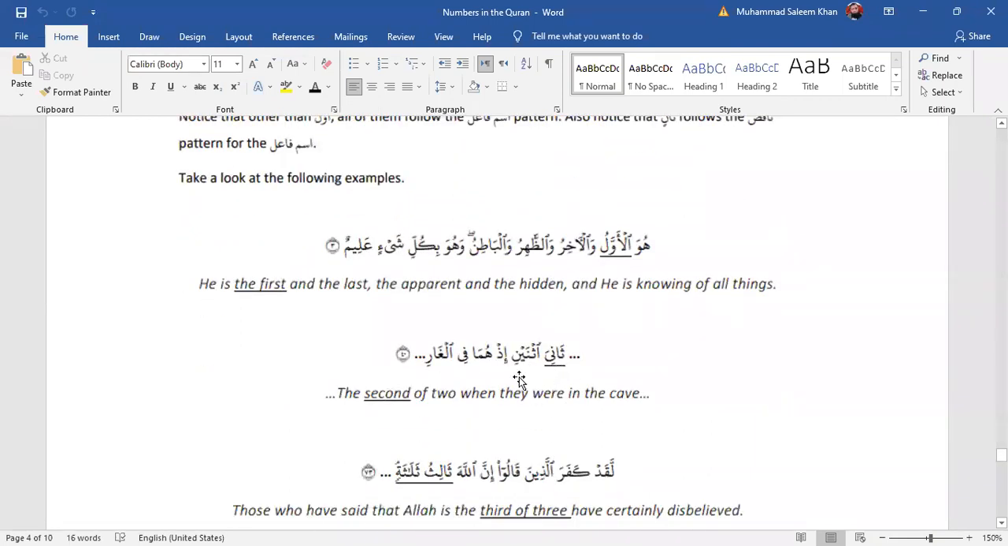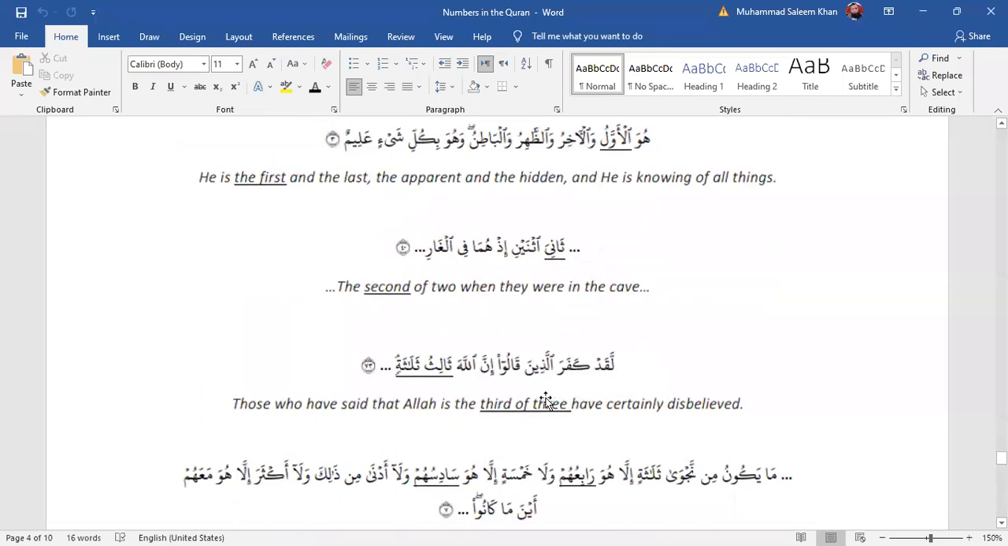What is the manqus, sir? And again, the next letter is hamzatul wasl, so we have to put some harakah over it. Yes, that's right. And we know that normally the ya, when we connect it, takes fatha, if you remember. So it is thani ithnayni, the second of two when they were in the cave.